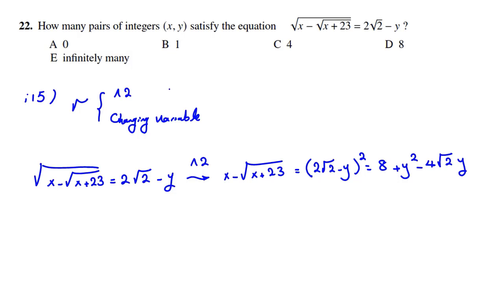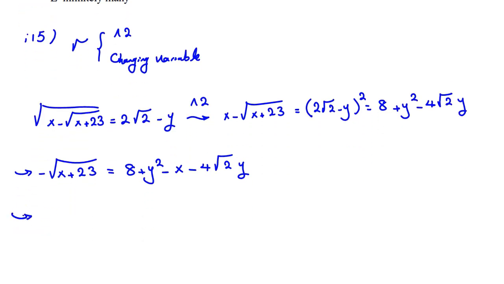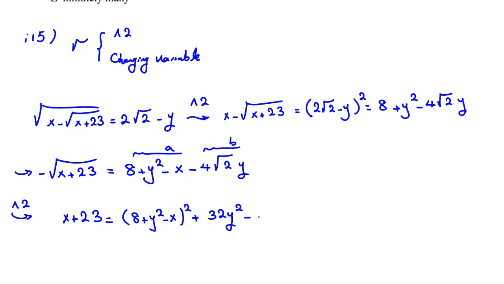Now again we have a square root, but let's consider the square root of x plus 23 on one side. We can take x to the other side, so it will be negative square root of x plus 23 equals 8 plus y squared minus x minus 4 root 2 y. Now again we raise both sides to the power of 2. The left side will be x plus 23. On the right side, I call this one a and this one b. It is a squared, 8 plus y squared minus x squared, plus b squared, which is 16 times 2 y squared, 32 y squared, minus 2 times 8 plus y squared minus x times 4 root 2 y.